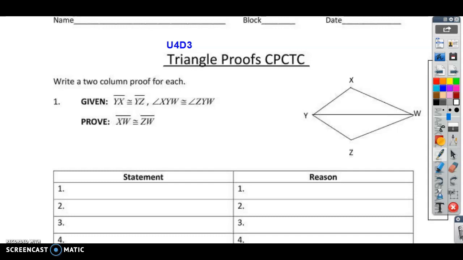Today we're going to be having an introduction to triangle proofs, and congruent parts of congruent triangles are always congruent. And that's what the CPCTC stands for here.